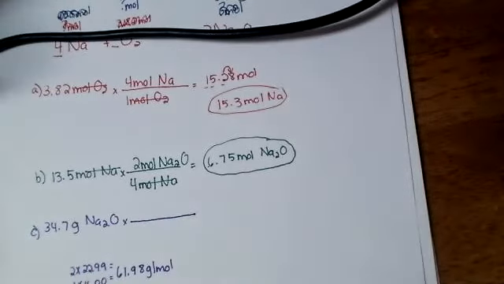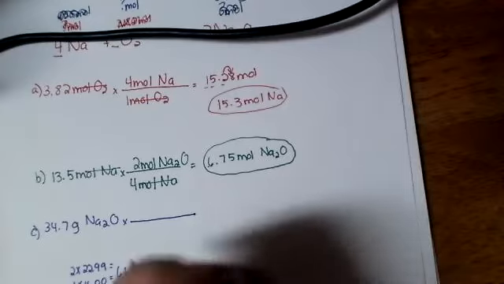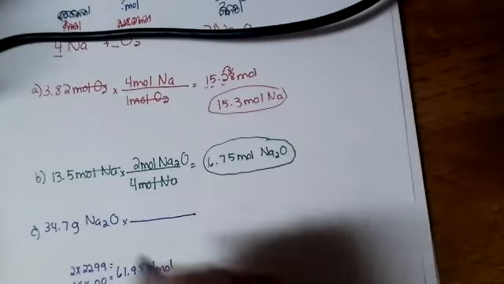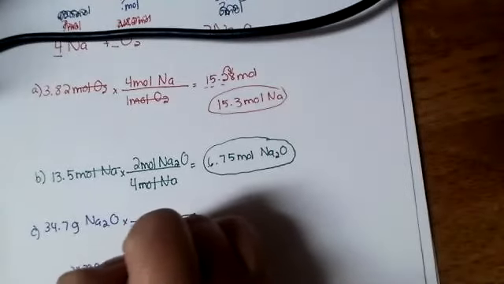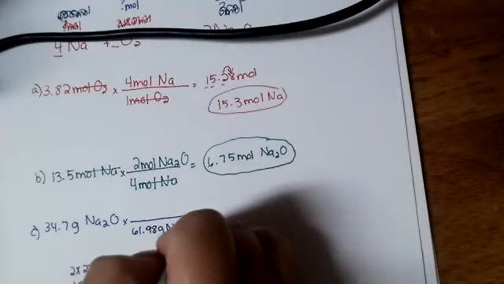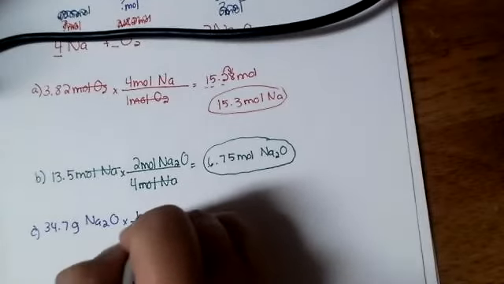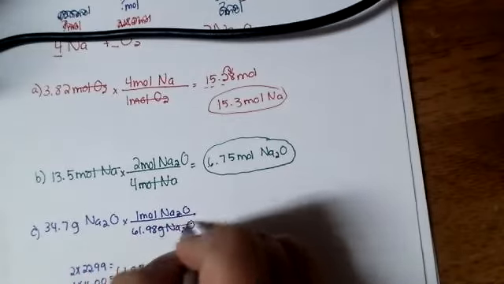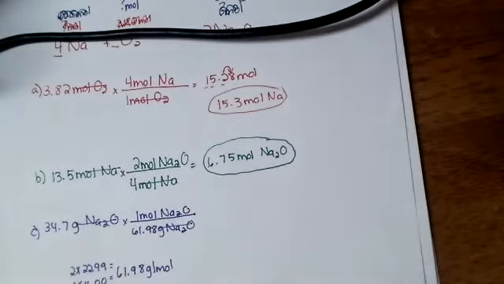So now I need to put that in. Where am I going to put grams, top or bottom? Bottom. So 61.98 grams of Na2O on the bottom and 1 mole of Na2O on top. Grams cancel out and I'm left with moles of sodium oxide. Was that what we were looking for?